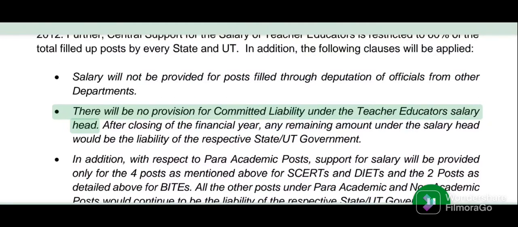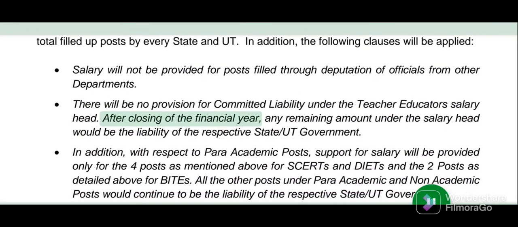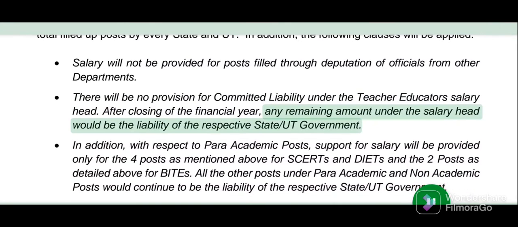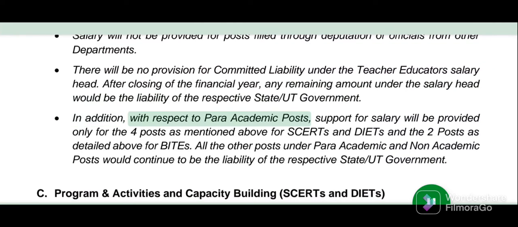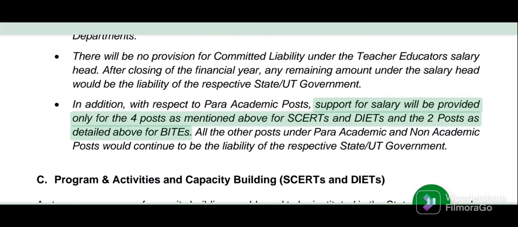There will be no provision for committed liability under the teacher educator's salary head. After closing of the financial year, any remaining amount under the salary head would be the liability of the respective state UT government. In addition, with respect to para-academic posts, support for salary will be provided only for the 4 posts as mentioned above for SCERTs and DIETs and the 2 posts as detailed above for BITEs.